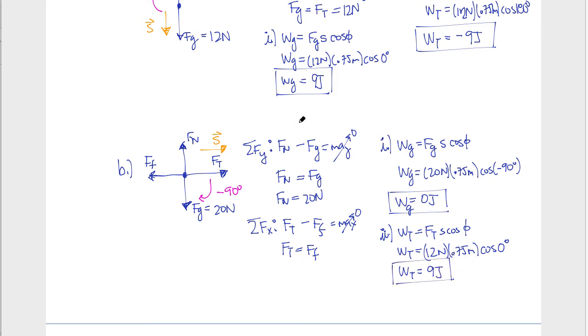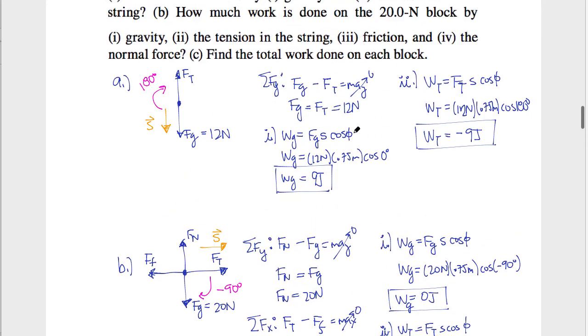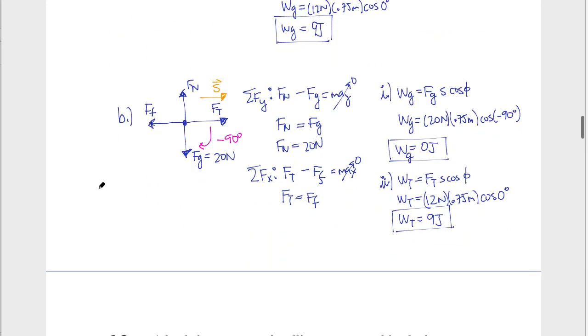And that's it for tension. 3 is friction, so I'm going to move over here so that I have room. So the work done by friction will be the force of friction times the displacement times the cosine of the angle between those. And so the angle between my displacement and my friction is negative 180 or 180. Either one's fine.